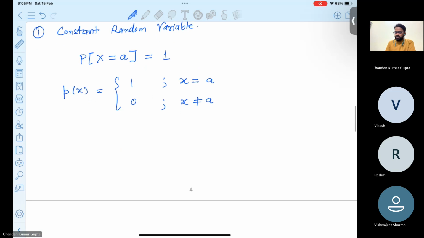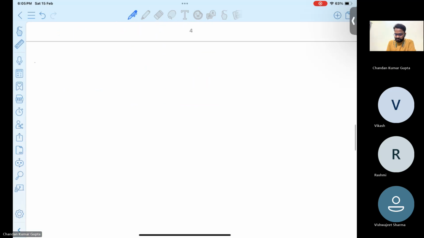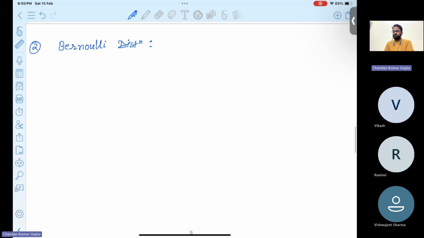The second one is the Bernoulli distribution. The Bernoulli distribution comes from Bernoullian trials. Bernoullian trials are those trials in which we have 2 outcomes only. We have an outcome which is termed as probability of success, and the other one you can call probability of failure. So suppose X is a random variable.